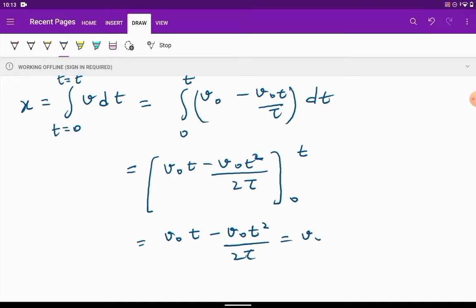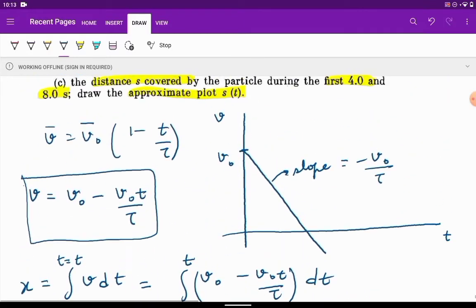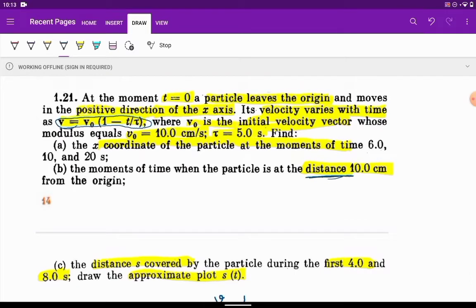Now if we take out v naught t as common, it becomes v naught t multiplied by, within brackets, 1 minus t by 2 tau, right? So this is the expression for x: v naught t multiplied by 1 minus t by 2 tau, and you can substitute the different times, like 6, 10 and 20 seconds, to get the x coordinates.